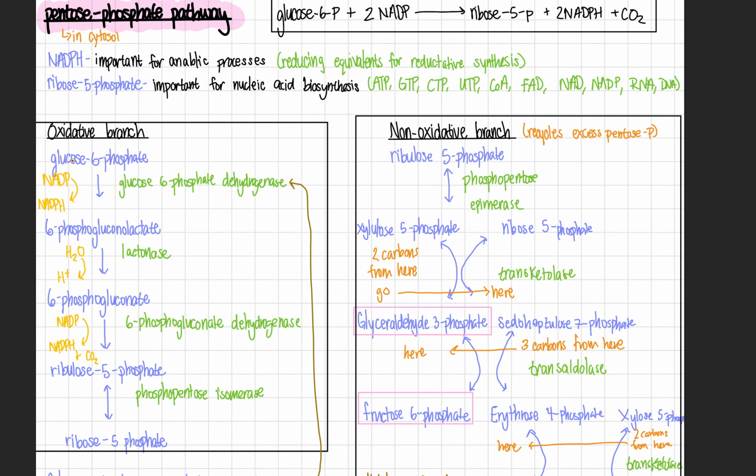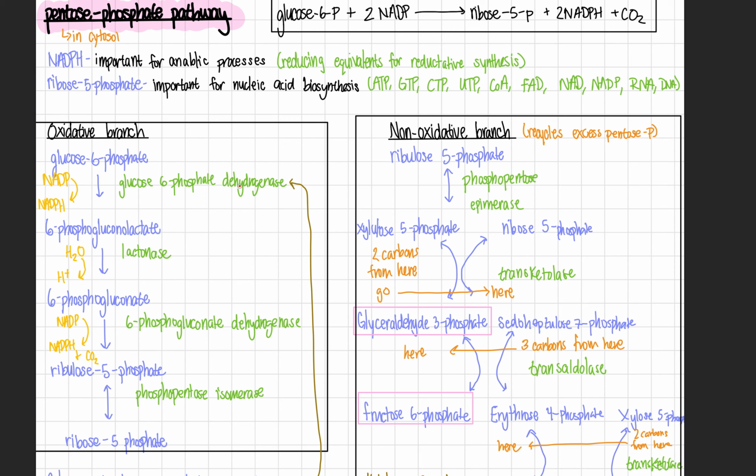So you're going to start off with glucose 6-phosphate. From glucose 6-phosphate, you're then going to make this molecule called 6-phosphogluconolactone. The enzyme that is responsible for doing this is called glucose 6-phosphate dehydrogenase. Whenever you see dehydrogenase, that means some type of reducing equivalents are going to be formed. So you're either going to make NADPH, NADH, FADH2. You're going to make some form of reducing equivalents.